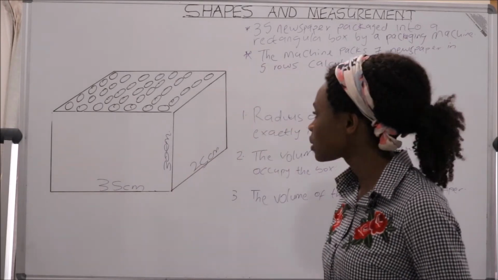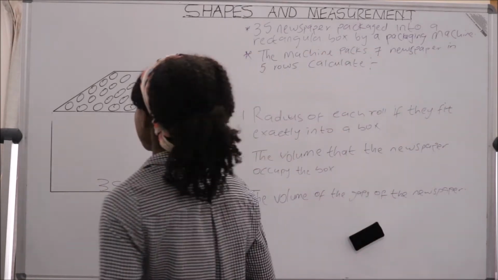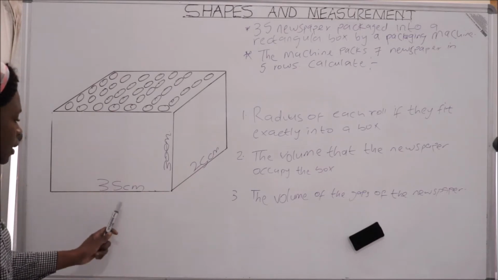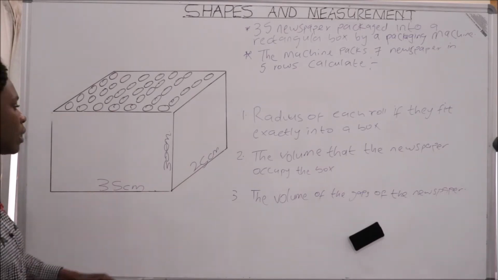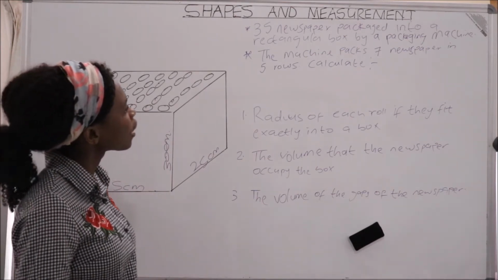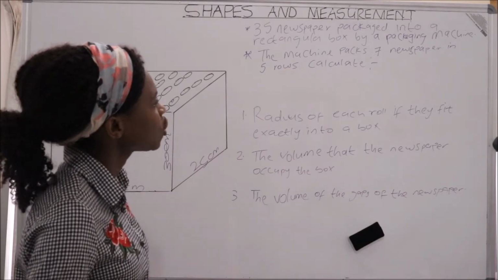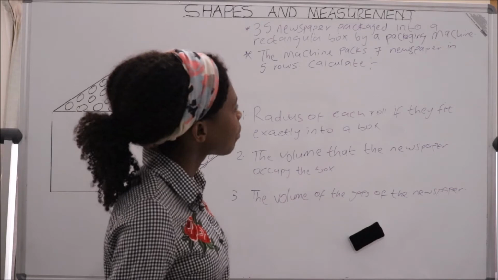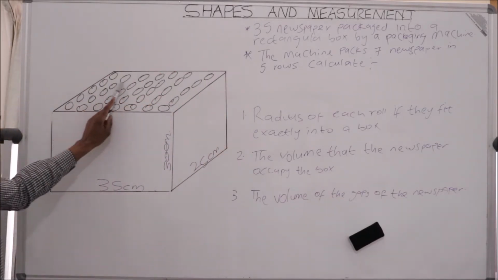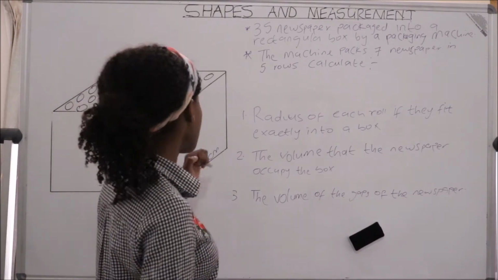Here the question says we are given a rectangular box which has been filled with 35 newspapers inside. The dimensions of the box are 35 centimeter length, 30 centimeter height and 25 centimeter breadth. We are given 2 points. The first point says that 35 newspapers are packaged into a rectangular box by a packaging machine. So here we have 35 newspapers, and we can see them from a top view of the rectangular box.